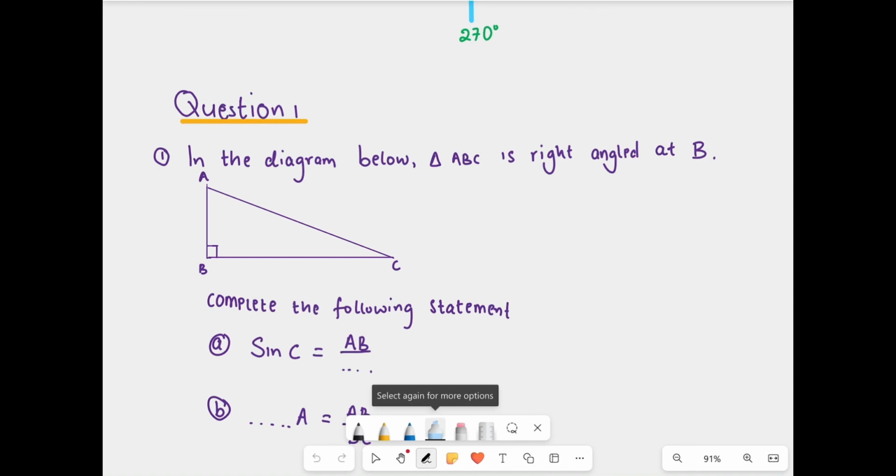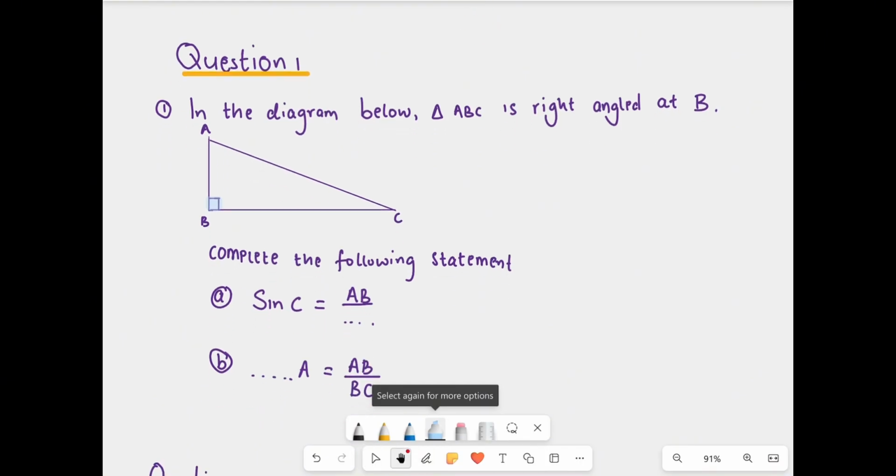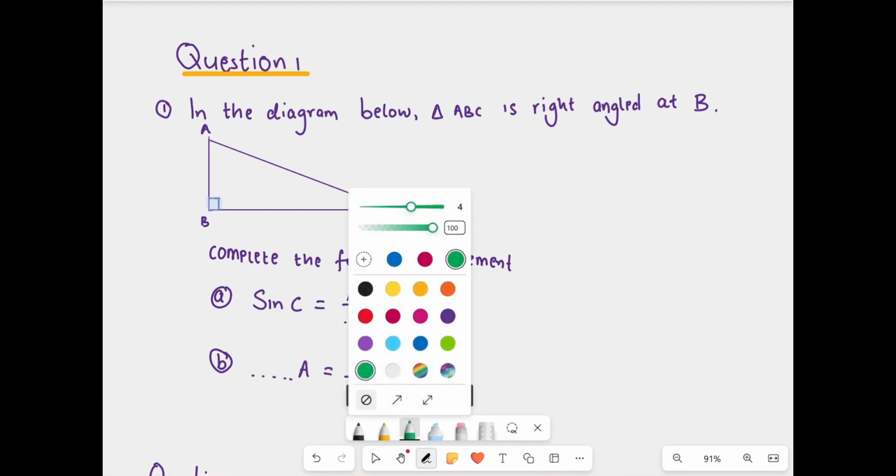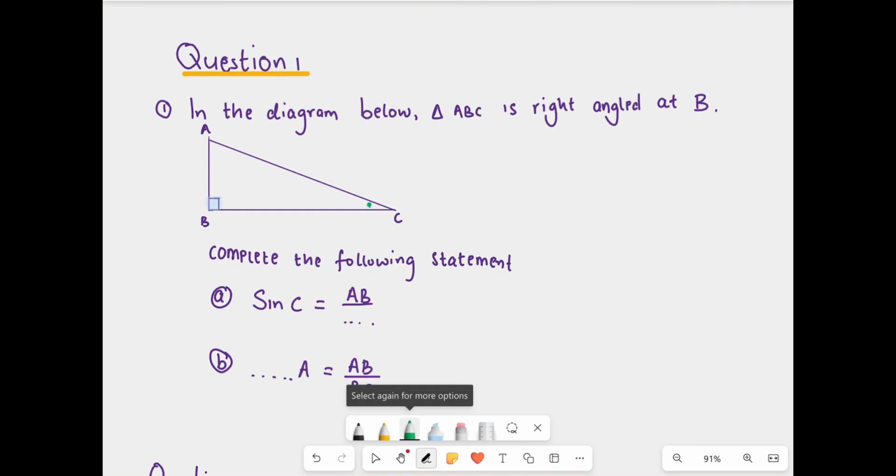So question number 1. In the diagram below, triangle ABC is right angled at B. So that means here at angle B, the angle is 90 degrees. We are given a right angled triangle. Complete the following statement. So now, question number 1 here, we are given sine of angle C. Here is angle C.